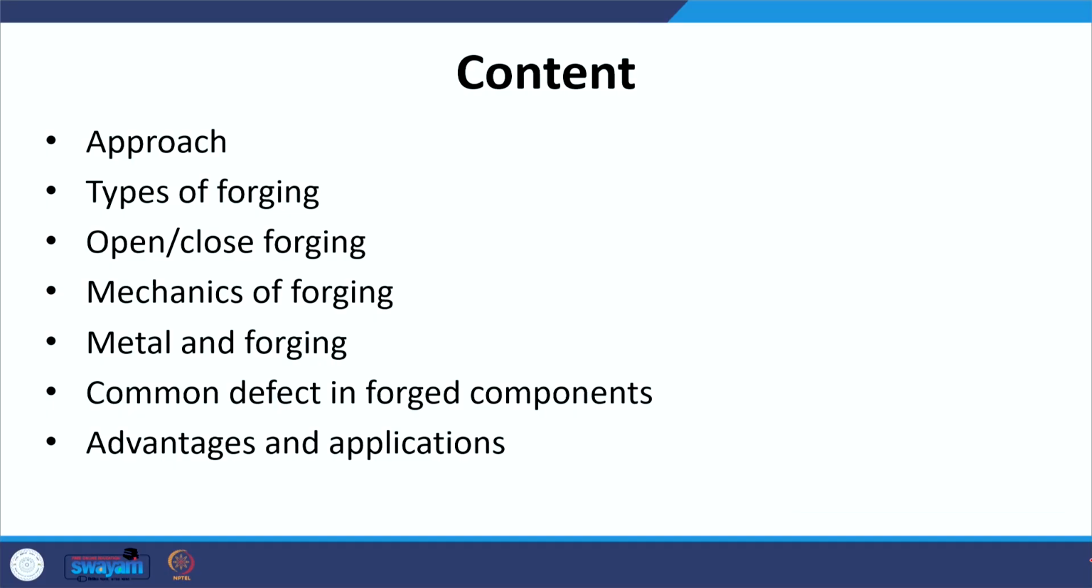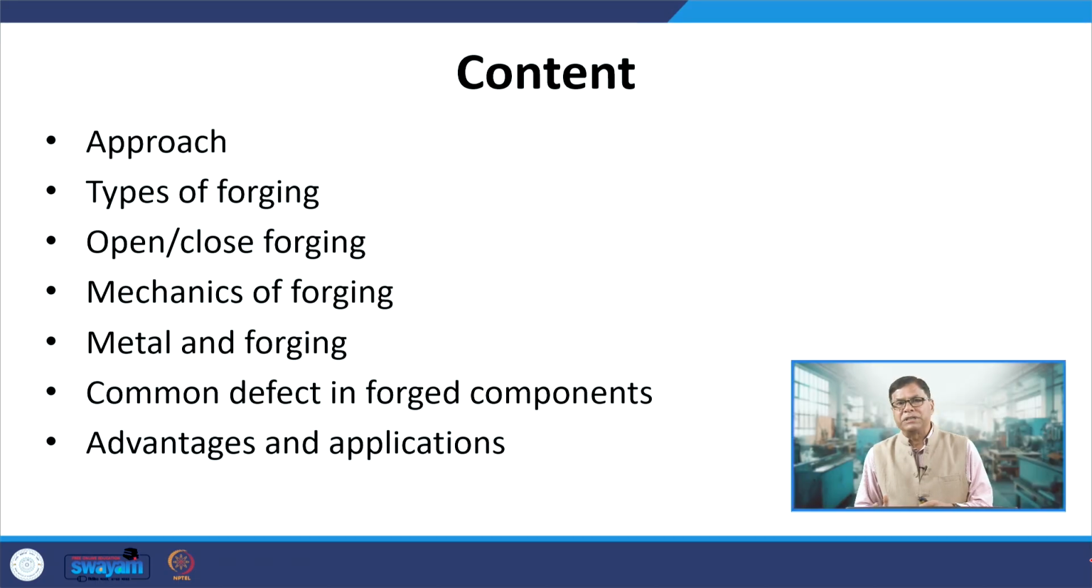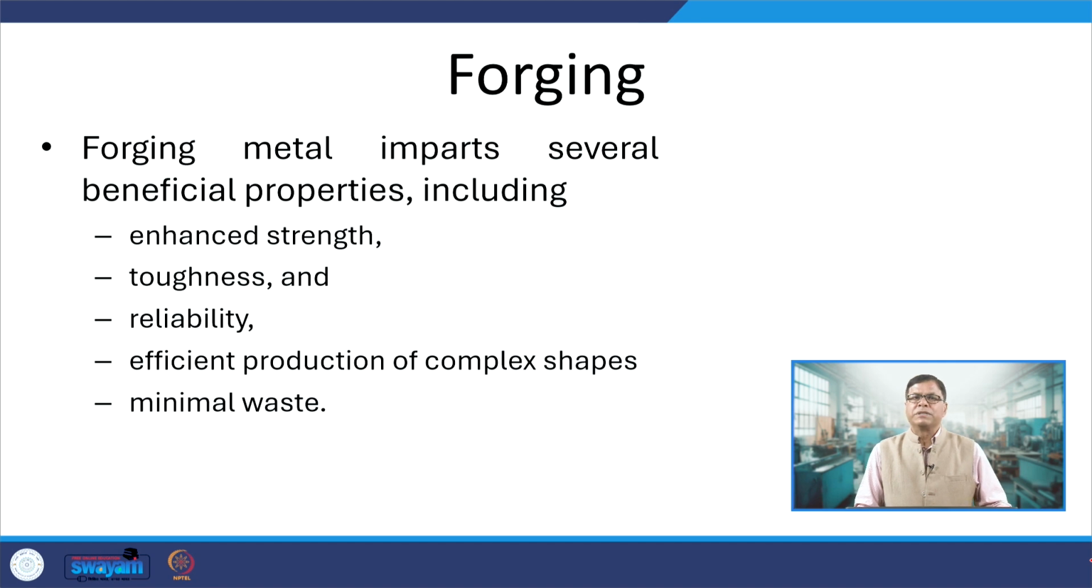As far as the content is concerned, initially we will be talking about the approach of the forging process, then the types of forging, open or closed forging, mechanics of forging, metal and forging, how the metal type affects the forging, the common defects observed in forged components, and the typical advantages and applications of forging.